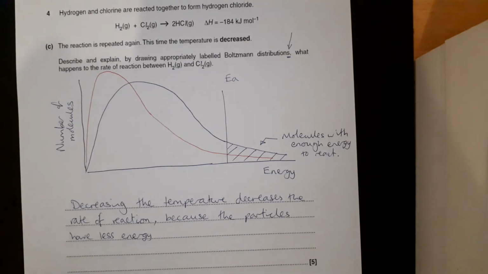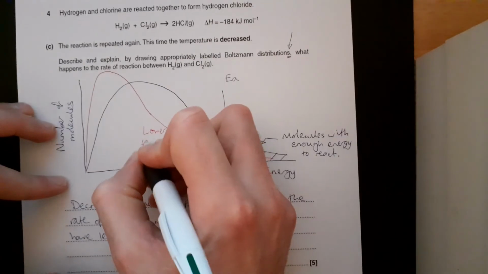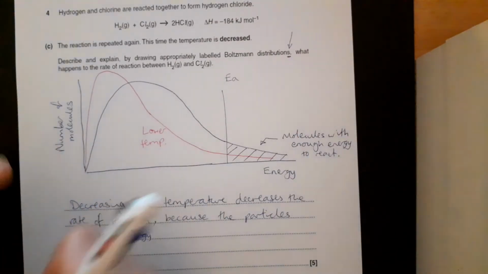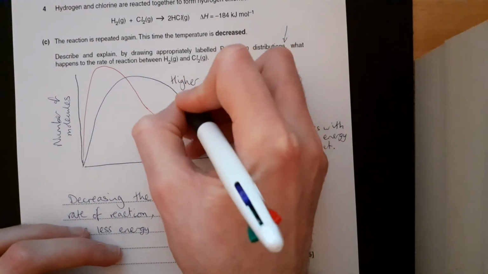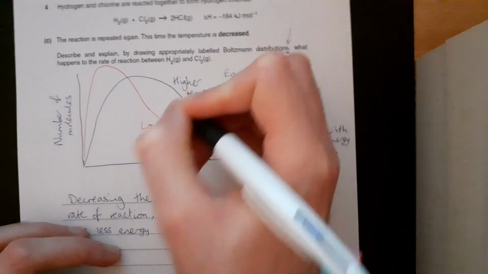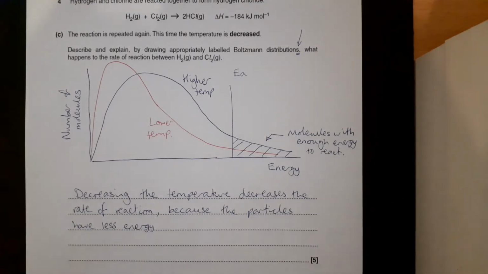Okay. And then we need to label this to make this clear. So we want to say that this one is the lower temperature. And the original graph that we drew here is the higher temperature. It's really important that you make that clear. Don't label this like T1 and T2, because you want to label it high temperature, low temperature. Just then it's really clear. You can't possibly misunderstand that, can you?